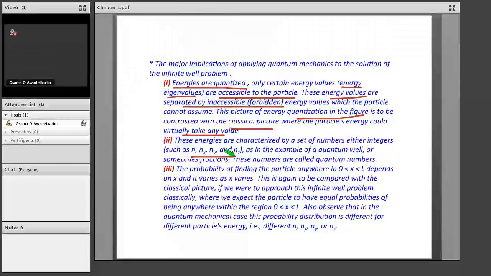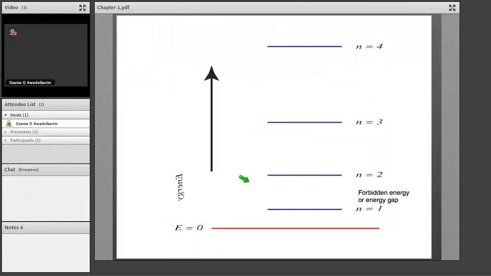The probability of finding the particle anywhere in the box, 0 less than x less than L, depends on x. So the particle cannot be in any position. Okay, as we saw, it can be in the middle, or it can be in the first one-third or last one-third, etc. So these are very important implications of quantum mechanics.